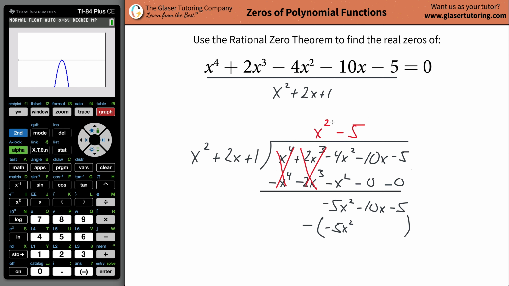Then take the negative 5, multiply it by the 2x, that's going to be a negative 10x. Now they might match, they might not. I mean, in this problem they're matching, but don't think that they have to. A negative 5 times a negative 1 is going to be a negative 5, okay?